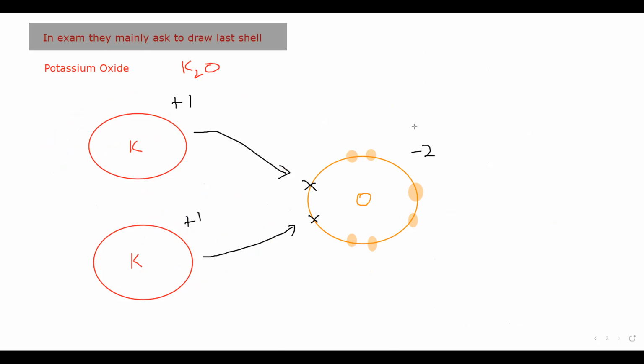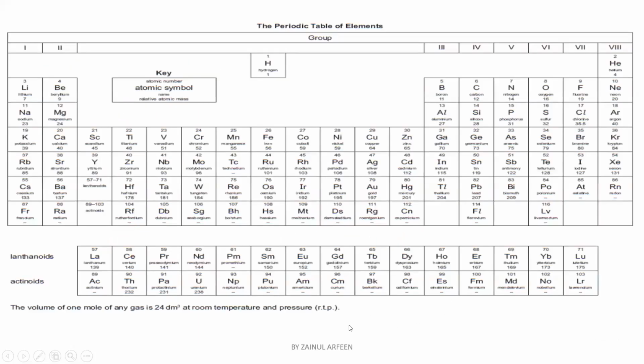How will we know how many electrons are there in the last shell? For the last shell, you have to check the group number. The group number represents the number of electrons in the last shell. Group 1 means they have 1 electron in the last shell. Group 2 means they will have 2 electrons. Group 3 means 3 electrons. Group 4, they will have 4 electrons. Group 5 has 5 electrons in the last shell. Group 6 will have 6 electrons. Group 7 will have 7 electrons, and group 8 has 8 electrons.